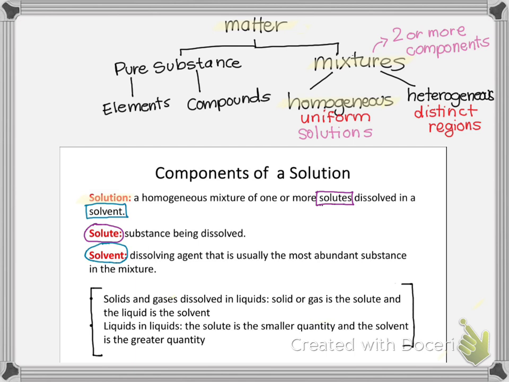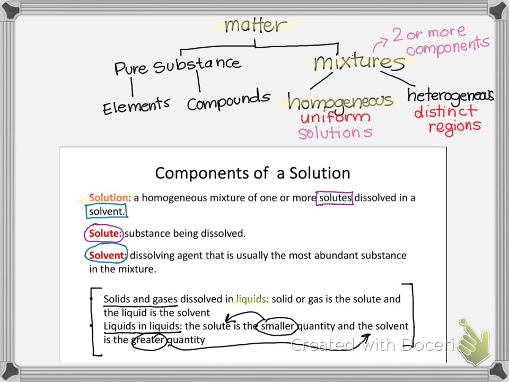So notice that if you dissolve a solid or a gas and you dissolve them in a liquid, the solid or the gas is the solute and the liquid is the solvent. Now, on the next line, it says, well, what if we mix liquids and liquids? So if you mix two liquids, then we have to look at the quantity or how much you have of each. And so in this case, the smaller quantity is going to be the solute, and the greater quantity, or the one that you have more of, is going to be the solvent.